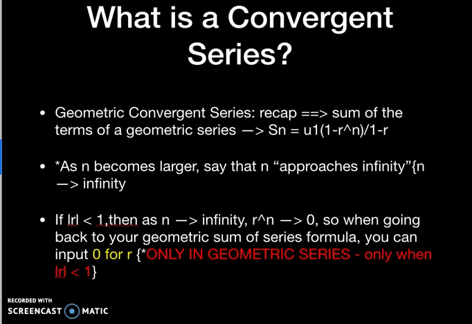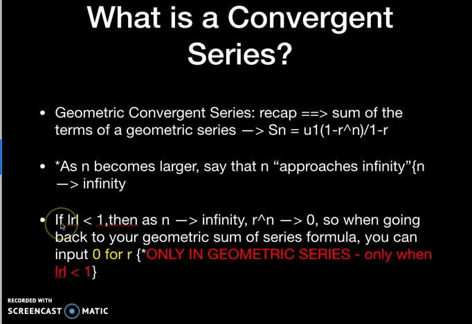Okay, so a geometric convergence series recap. We need to know, again, the sum of the terms of a geometric series. Again, it's Sn equals U1, open parentheses, 1 minus r to the n over 1 minus r. And remember, that can be changed with the r positioning and the 1 positioning. So again, as n becomes larger, you can say that n approaches infinity. This is a main rule that you really need to know, that as n becomes larger, the n terms become larger. You can say that n approaches infinity.